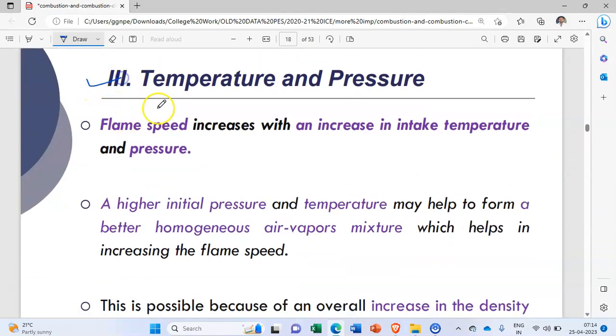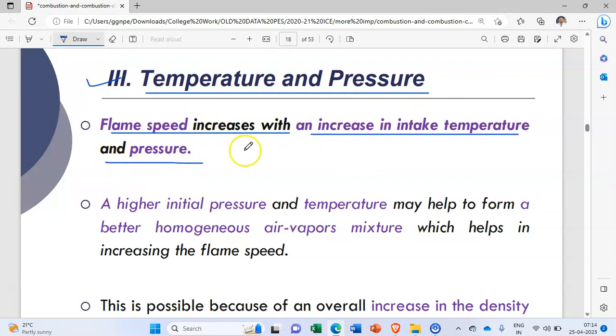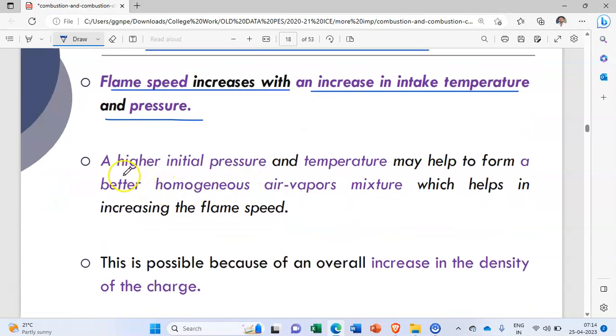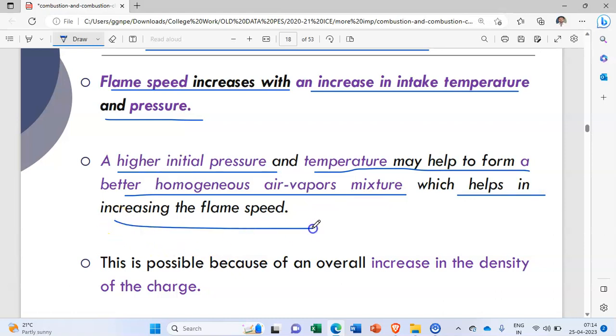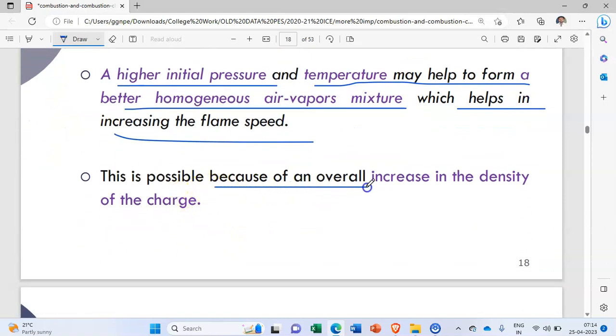Now, I hope you are getting this. The third parameter is the temperature and pressure. Flame speed increases with an increase in the intake temperature and pressure. Definitely, when the intake temperature and pressure increase, a homogeneous mixture will be formed inside the combustion chamber, and it will help to increase the flame speed. A higher initial pressure and temperature may help to form a better homogeneous air vapor mixture, which helps in increasing the flame speed. This is possible because of an overall increase in the density of the charge.